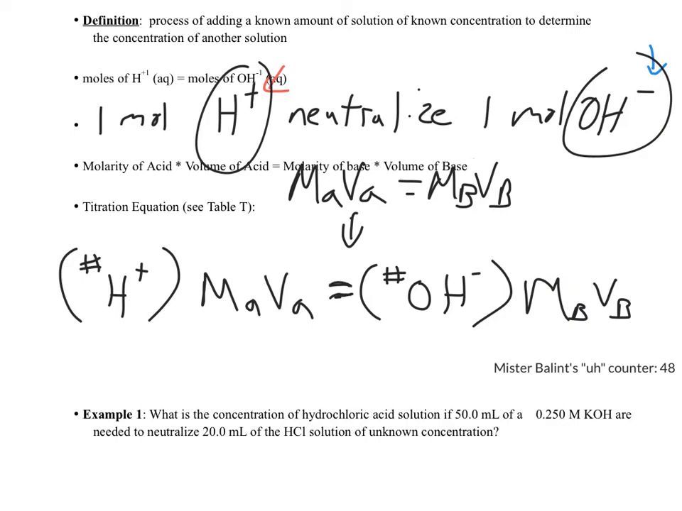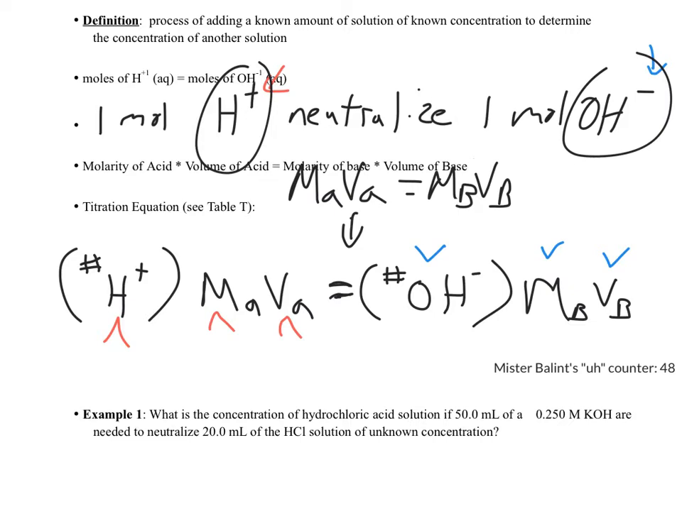The idea is that we are looking at the number of hydrogen atoms that we have. We're going to multiply it by the strength or the concentration of the acid, and we're also going to take into account the amount of acid that we have. And then on the other side of the equation, we're going to take the number of hydroxide ions, or OH minus. We're going to multiply that by the strength of our base, or the molarity, and we're going to also take into consideration the amount of base that we have.